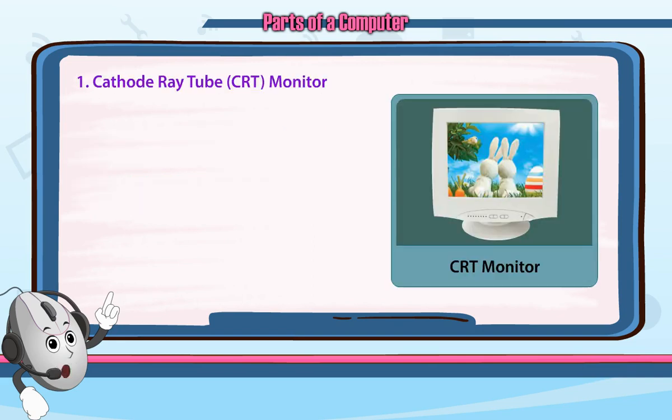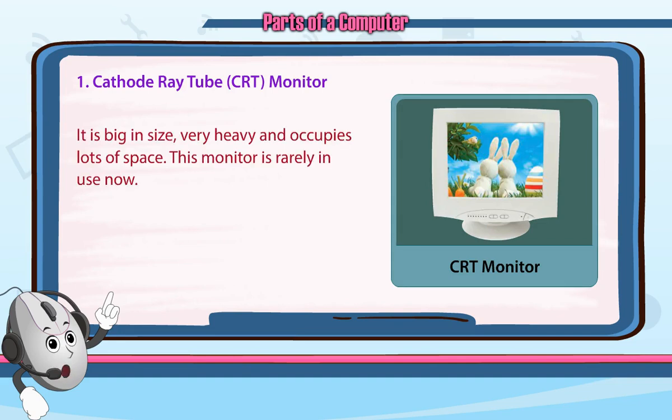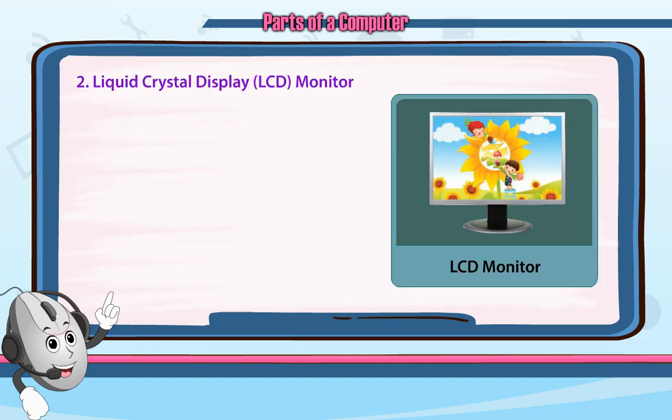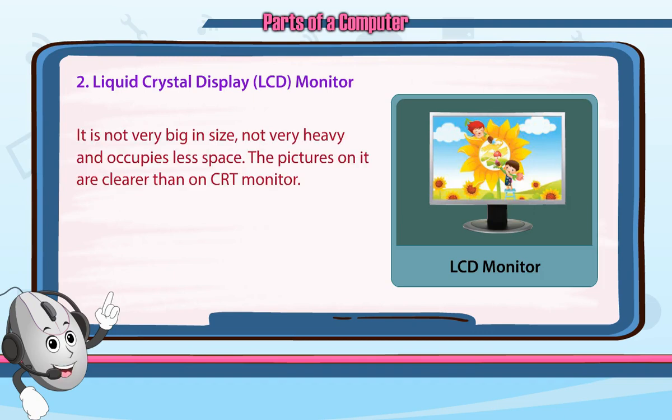1. Cathode ray tube CRT monitor. It is big in size, very heavy, and occupies lots of space. This monitor is rarely in use now. 2. Liquid crystal display LCD monitor. It is not very big in size, not very heavy, and occupies less space. The pictures on it are clearer than CRT monitor.